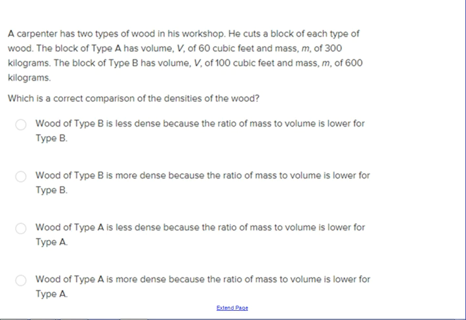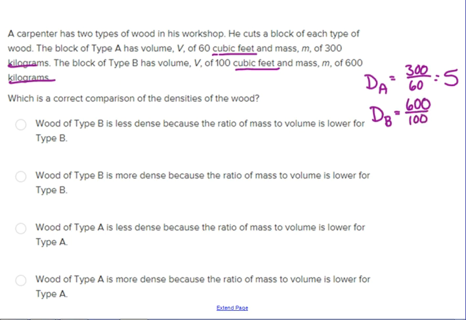So it makes sense if we find the densities to start with. Okay, we've got density of A. Before we do this, let's make sure that all of our units are the same. We can't compare densities of different units, okay? So cubic feet, kilograms. We're good. Okay, so density of A, mass divided by volume. So that simplifies to 5. Density of B, mass divided by volume, 600 divided by 100 is 6.